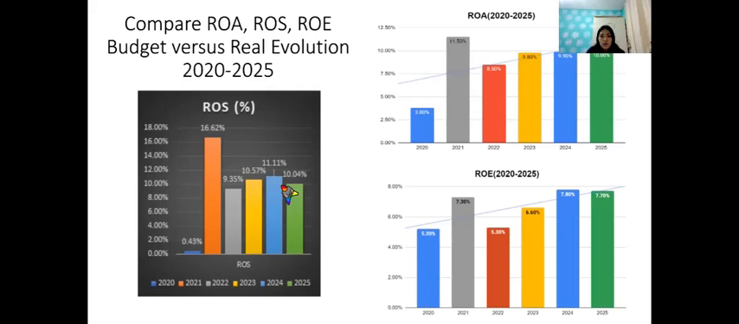ROA compared to the previous year is favorable because it exceeds 5%, which means the year 2025 Quality Max is profitable but not as comparable as 2000.